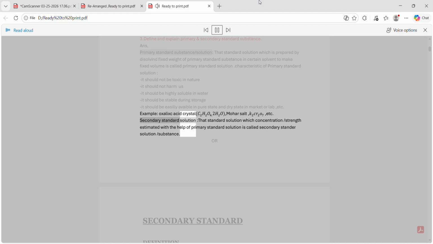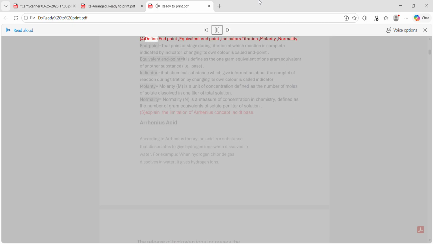Secondary standard solution. That standard solution whose concentration/strength is estimated with the help of primary standard solution is called secondary standard solution. 4. Define endpoint, equivalent endpoint, indicator, titration, molarity, normality.